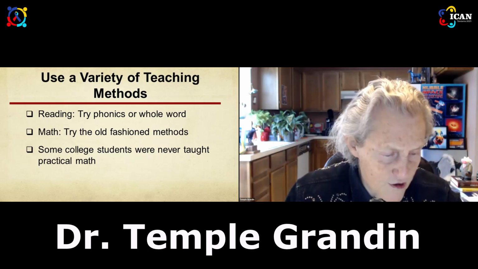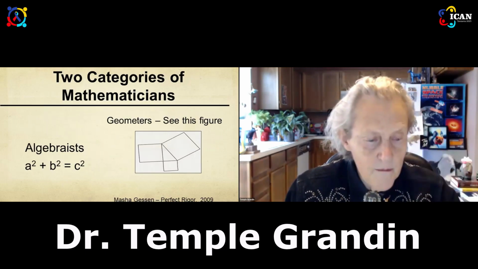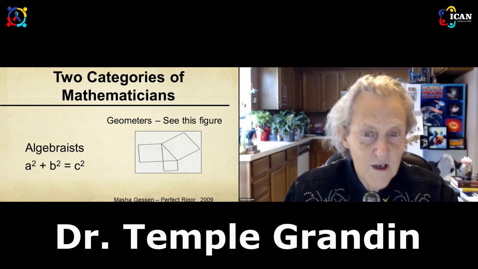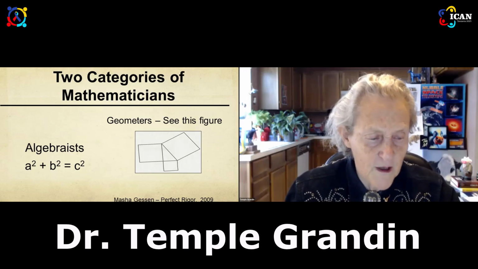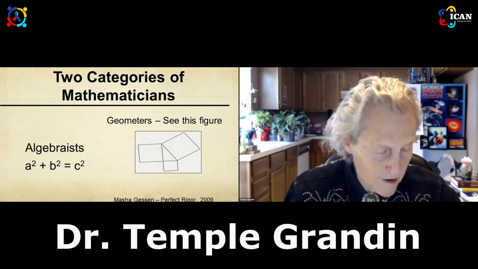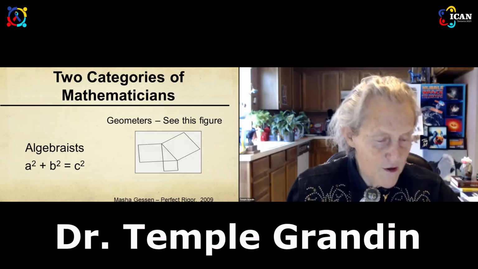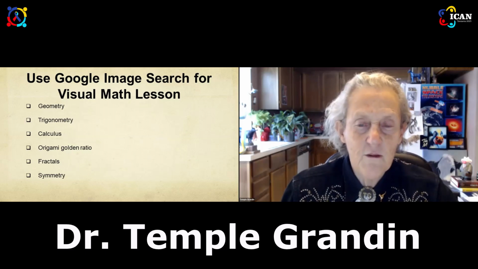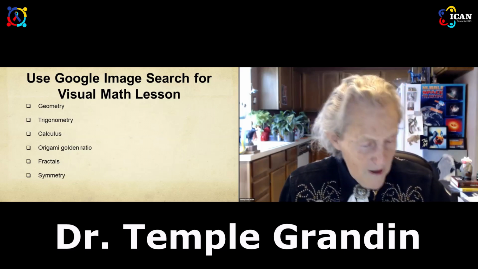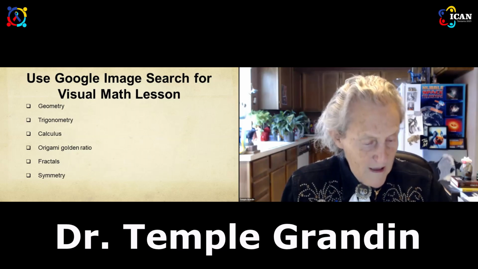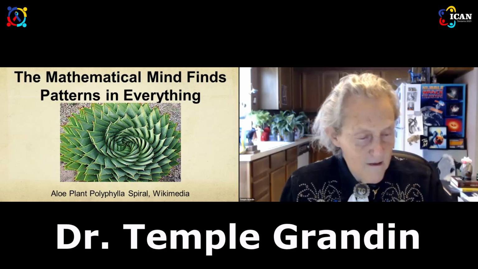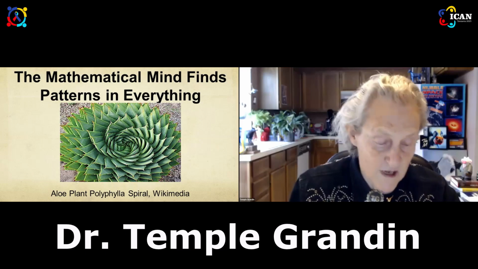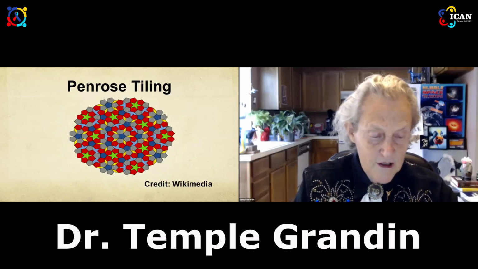This next slide just shows there's kind of two ways that mathematicians do things. You have the one that's all totally algebra, then the ones that are more geometric. The next slide just says if you use a Google image search and you put mathematical terms in, you can find so many great things. Then I've got a slide of a plant that has mathematics in it. Then I've got another slide that shows Penrose tiling. That's what Stephen Hawking used.